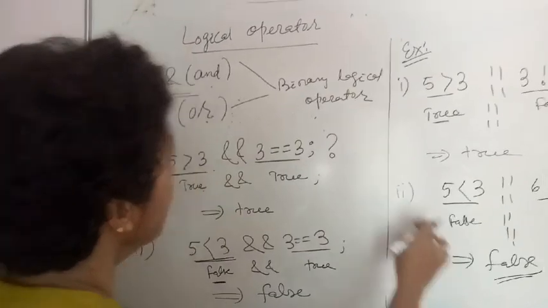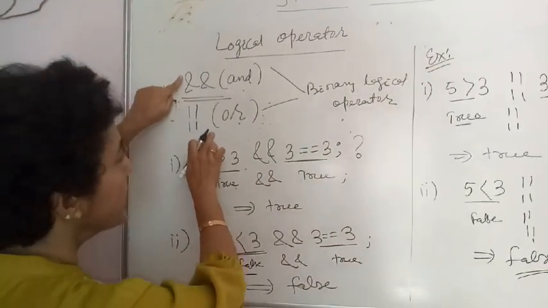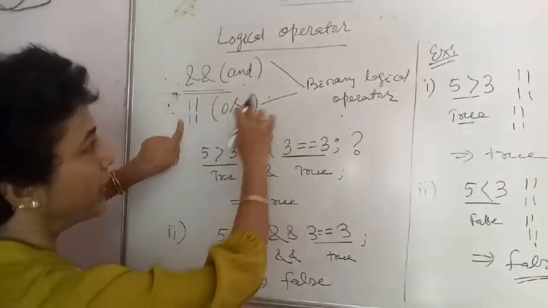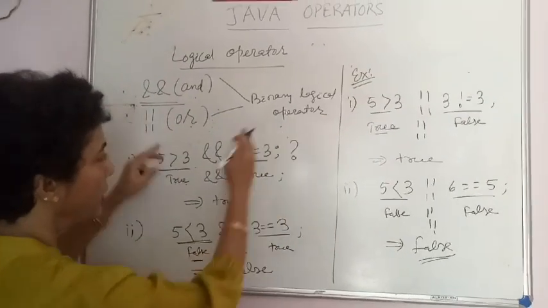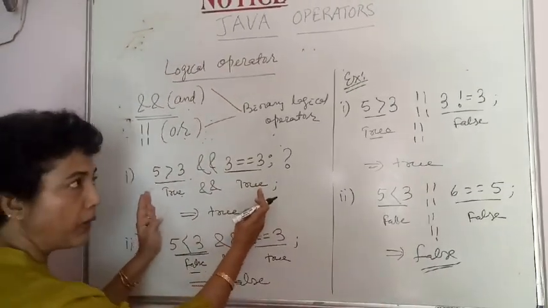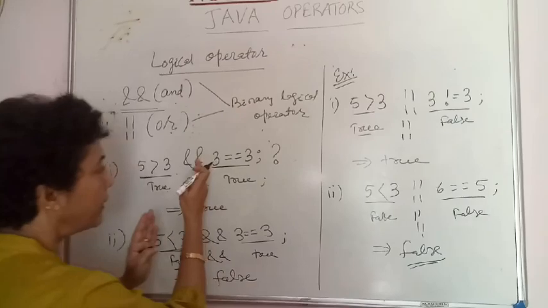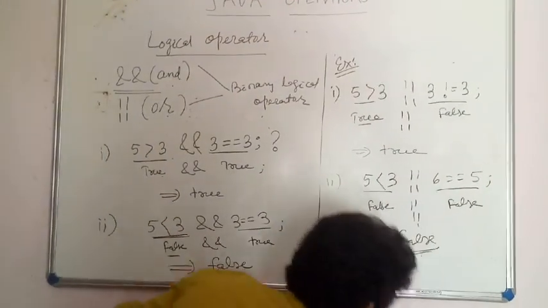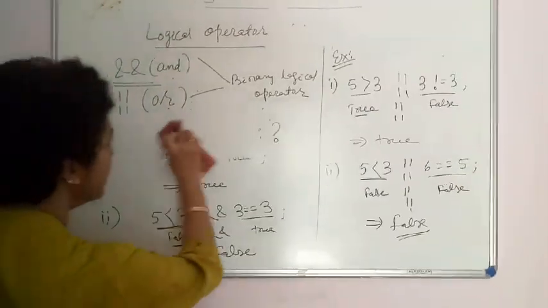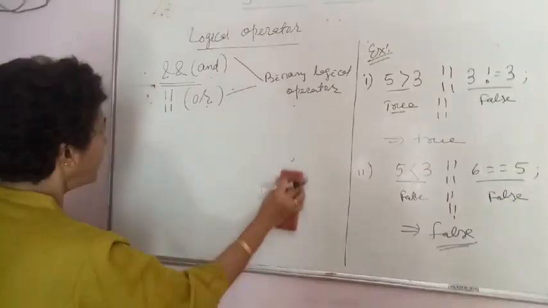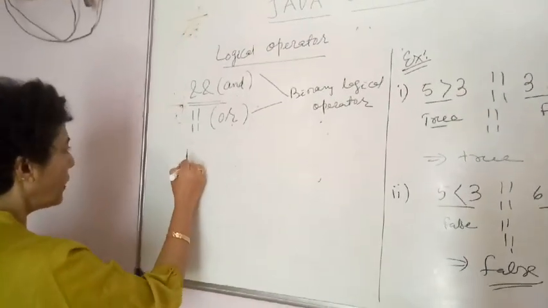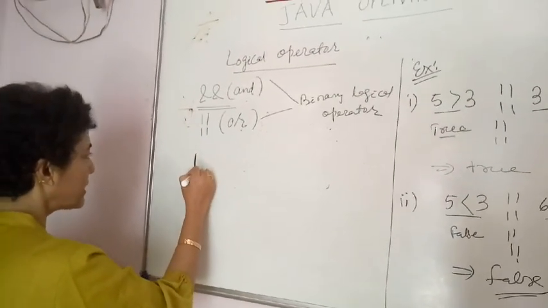So you see, children, the AND logical operator and the OR logical operator are binary logical operators, because they take two operands and they appear in between the operands. Now let us move to the next logical operator, that is your NOT. The NOT logical operator is an exclamation mark.